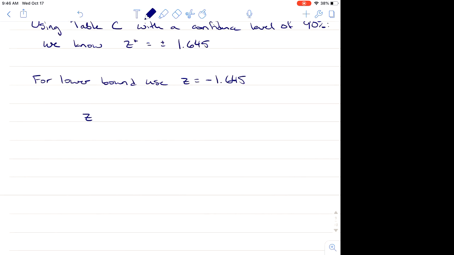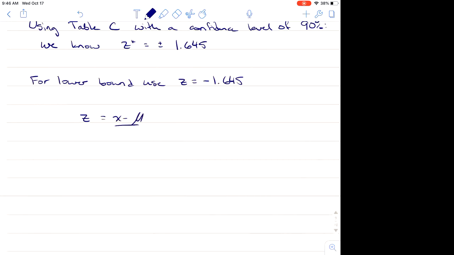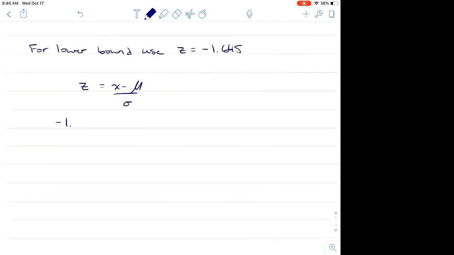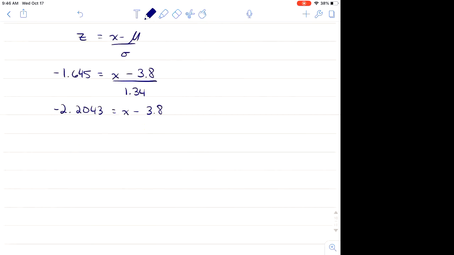So Z is X minus mu over sigma. Using Z is negative 1.645 now. We want to solve for X when mu is 3.8 and sigma is 1.34. So we can multiply both sides by 1.34. So we have negative 1.645 times 1.34, negative 2.2043, is X minus 3.8. Add 3.8 to both sides. We get X is 1.5957.